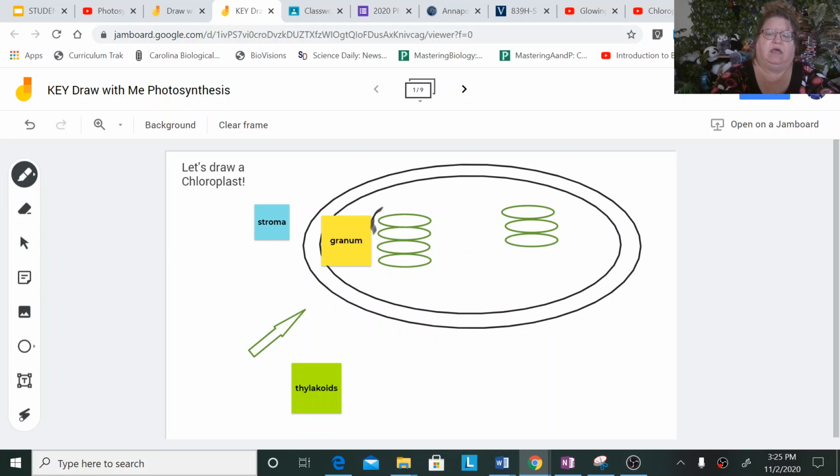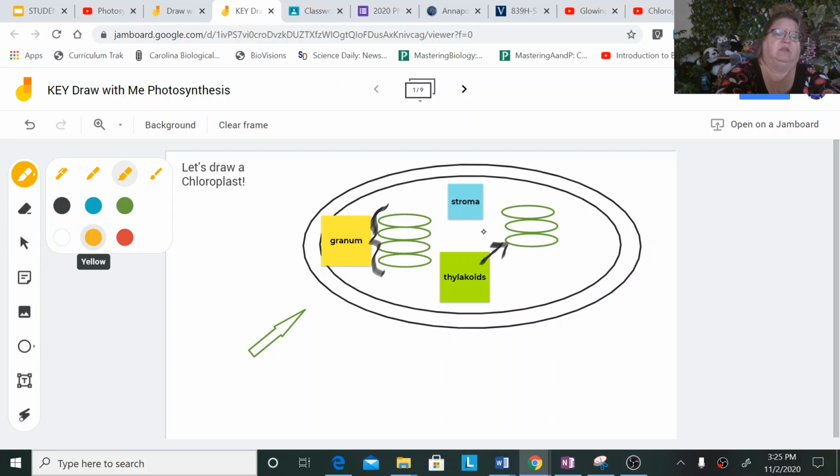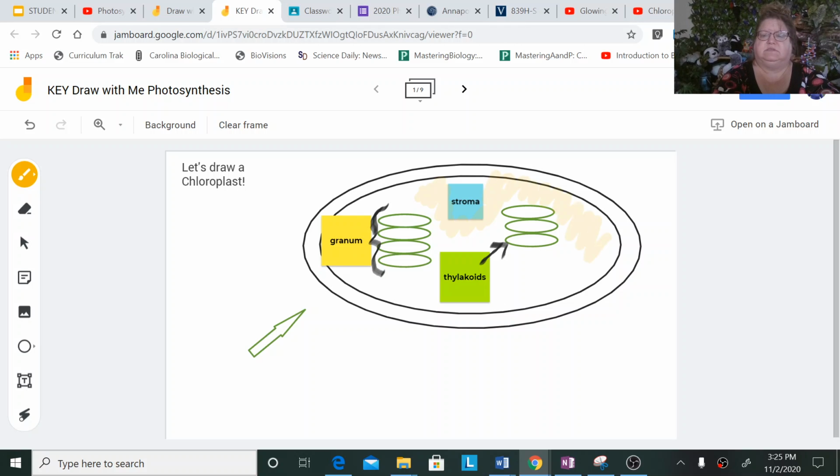So the whole stack, I'm going to go ahead and draw a little bit here. The entire stack is called the grana, whereas just one of these would be a thylakoid. So just one of these green membranes would be a thylakoid. The granum would be the whole stack, and then we have our stroma, which would be all of the inside of the chloroplast. So anything I'm kind of shading in yellow. Now, that helps us practice our chloroplast structures.